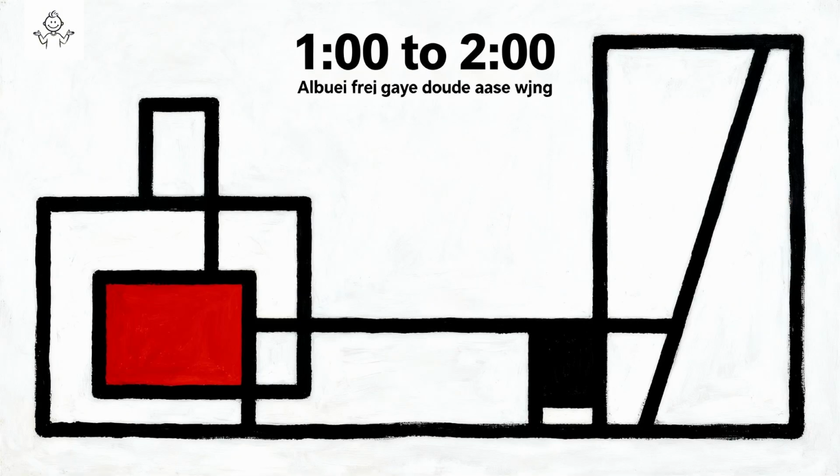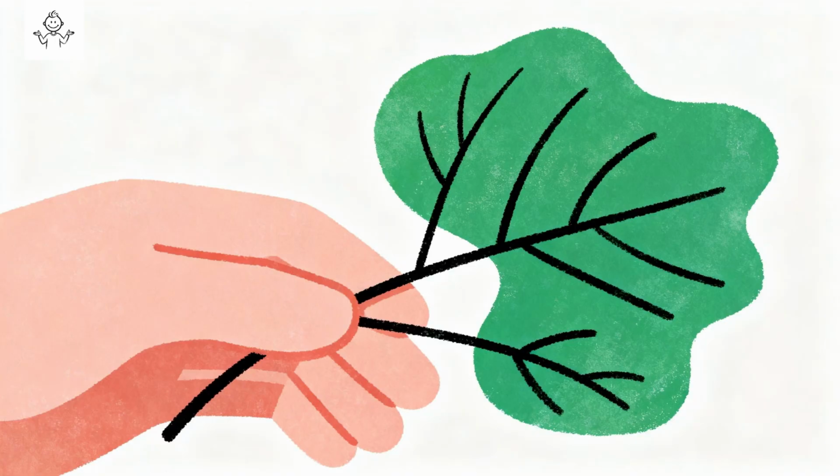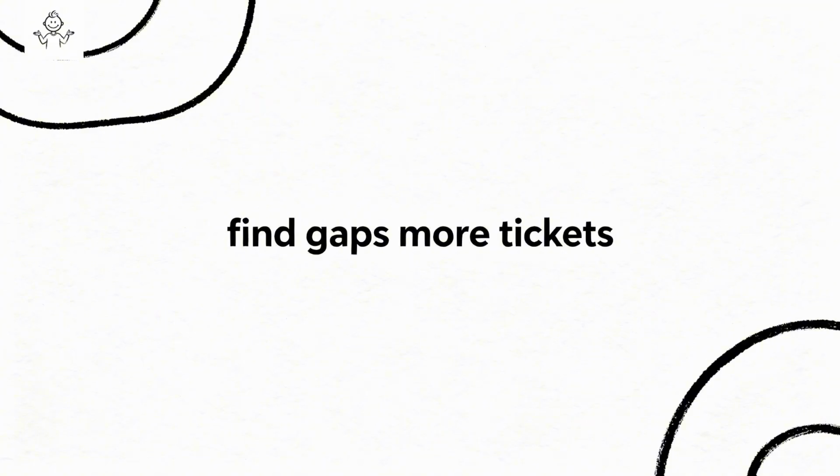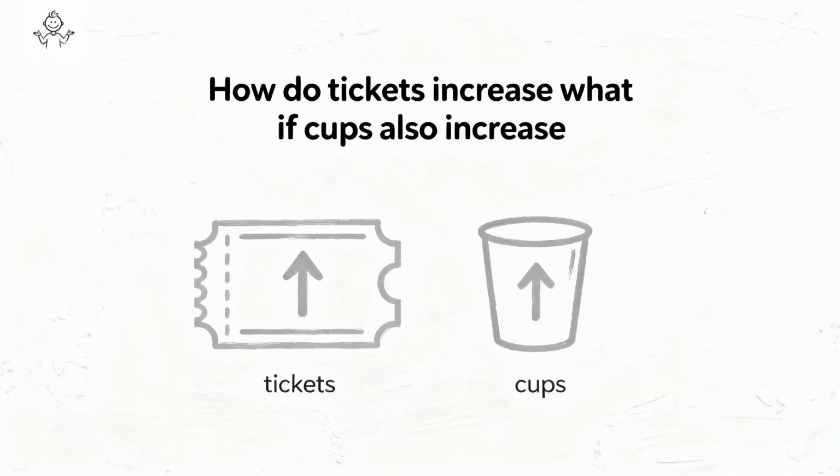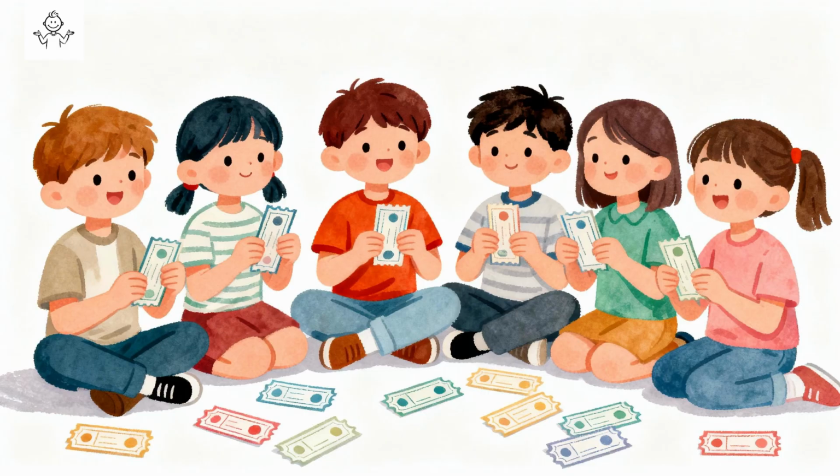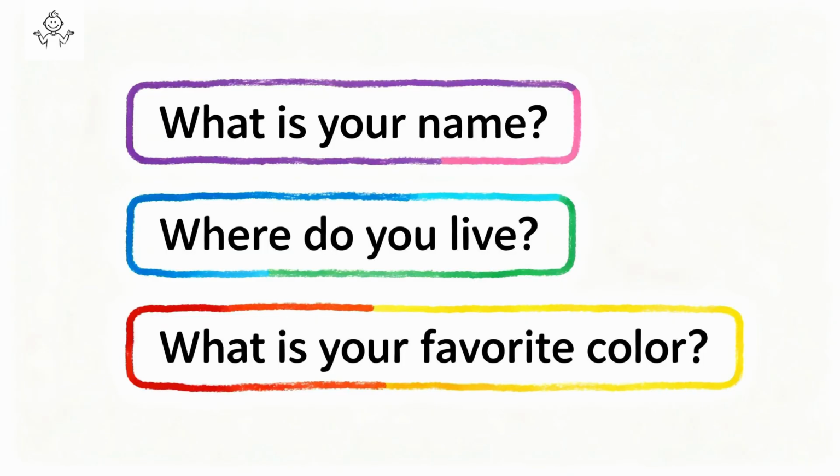1 o'clock to 2 o'clock. Find gaps. More tickets. How do tickets increase? What if cups also increase? What if some kids hoard tickets? Jot the questions. Don't answer yet.